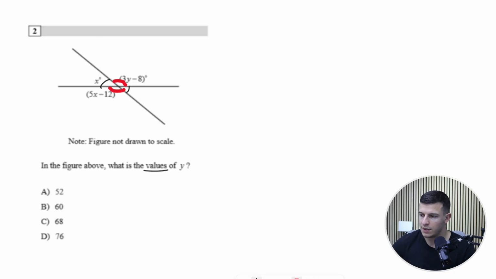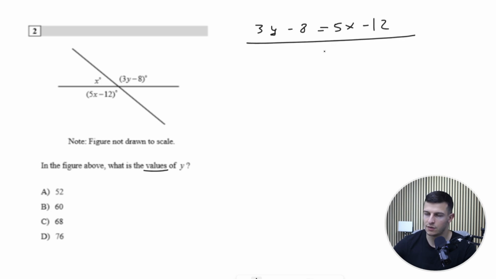What else do we see here? Let me delete that actually. Which means I can write 3y minus 8 equals 5x minus 12. That doesn't give me much because there's only one equation but 2 variables. But I can also make a supplementary angle from these two, meaning x plus 3y minus 8. I know it should add up to 180 degrees. So now I have a simultaneous equation situation. I can probably solve that and find my answer.